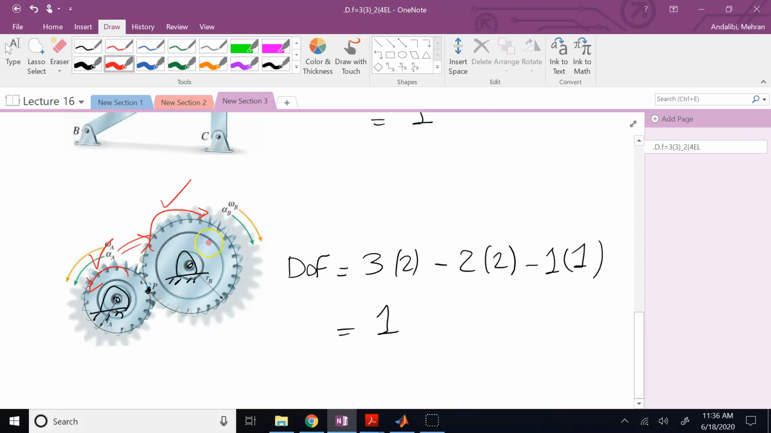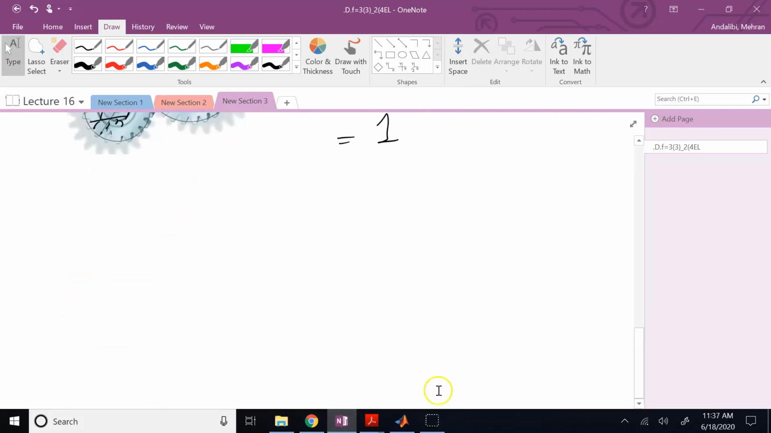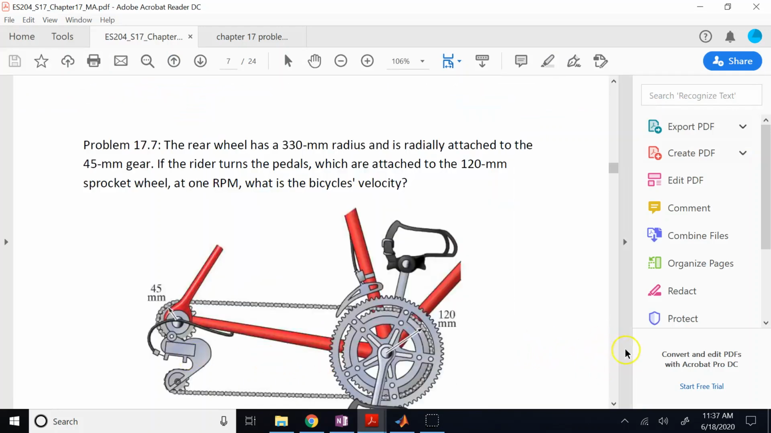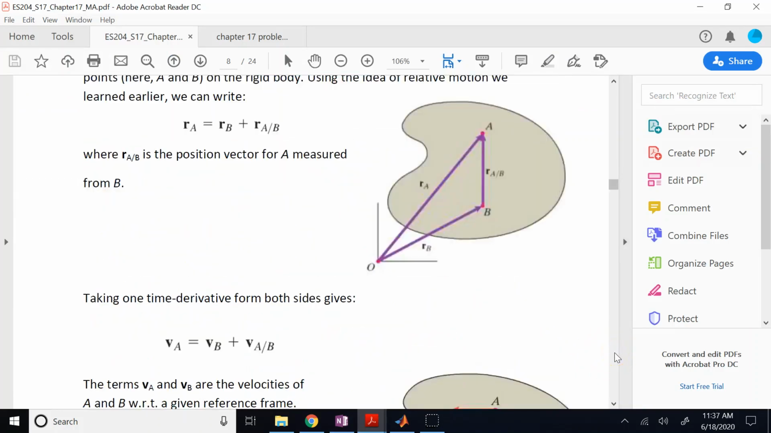You don't need to also determine the other one, force it from outside. No, you just need one of them to be determined by a motor or something. The other one will follow accordingly, okay? But now, if I go back here, the same goes for chain sprocket, and the same goes for pulleys.